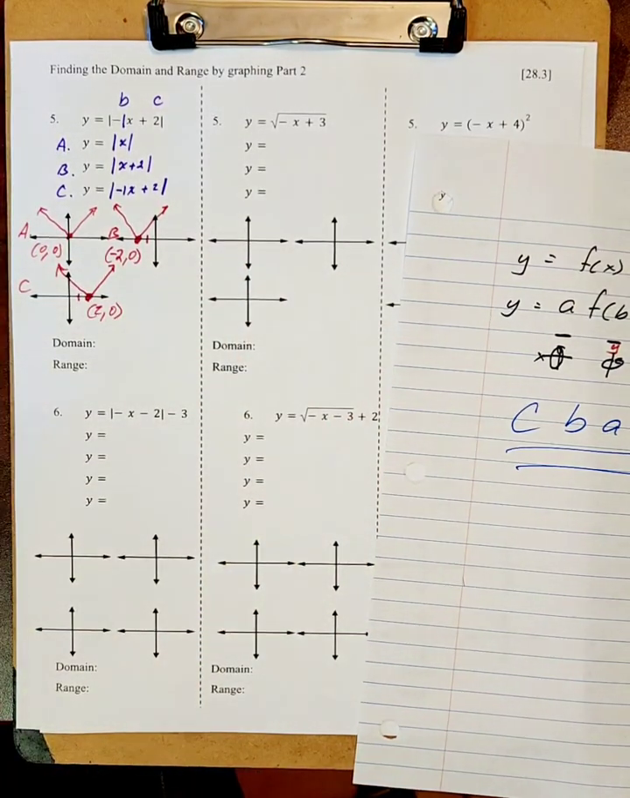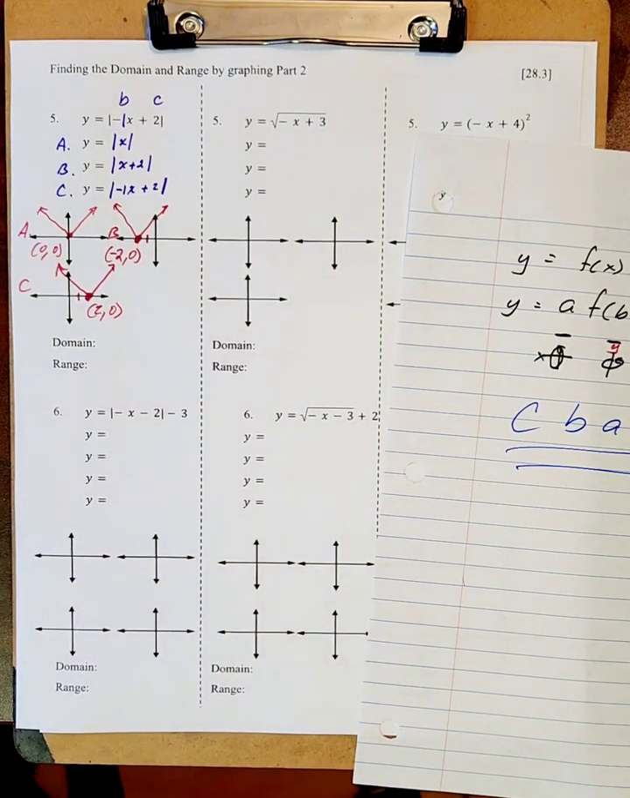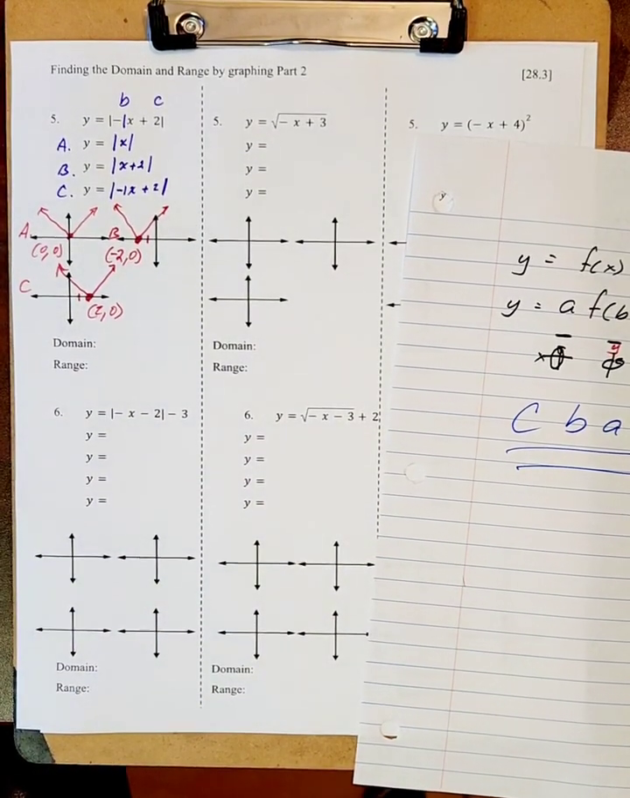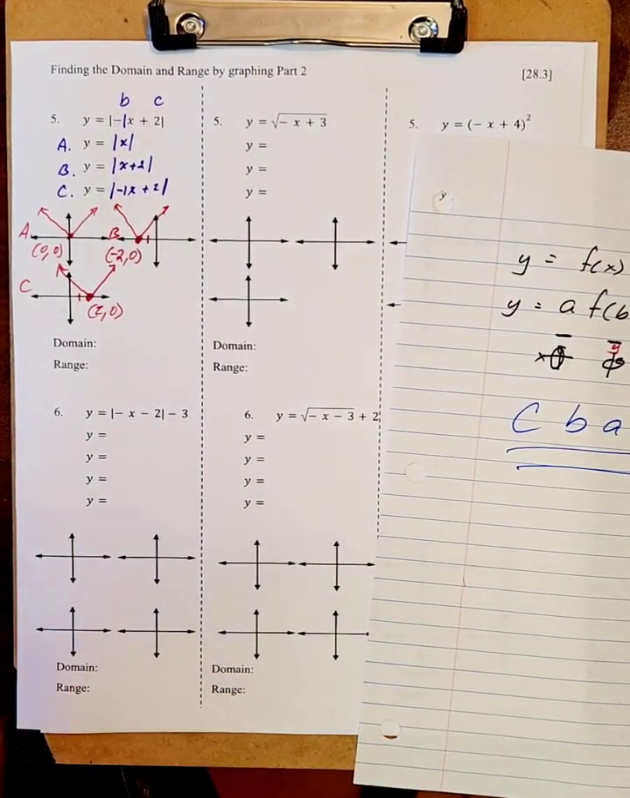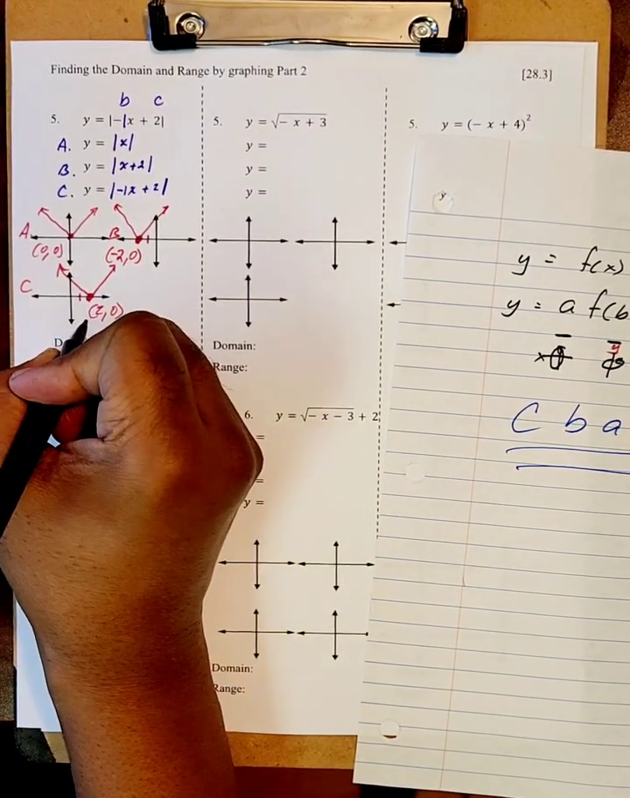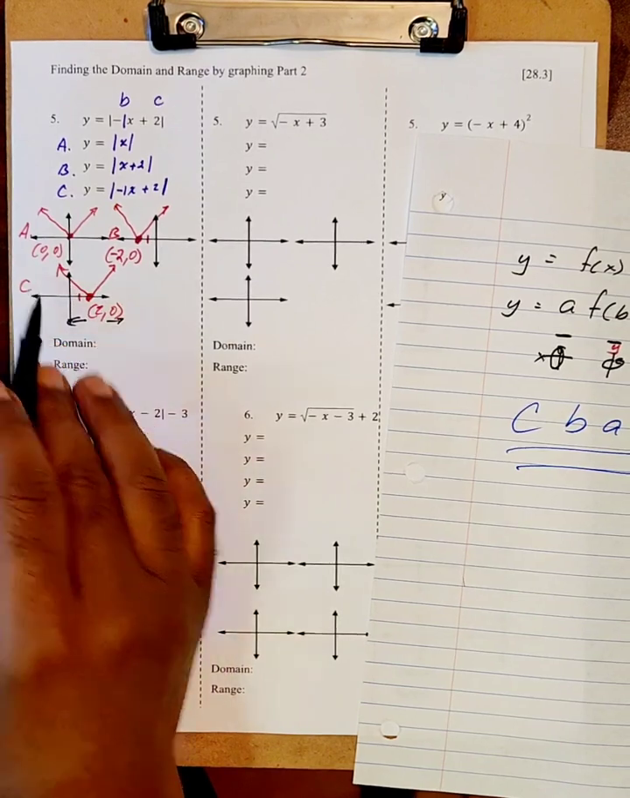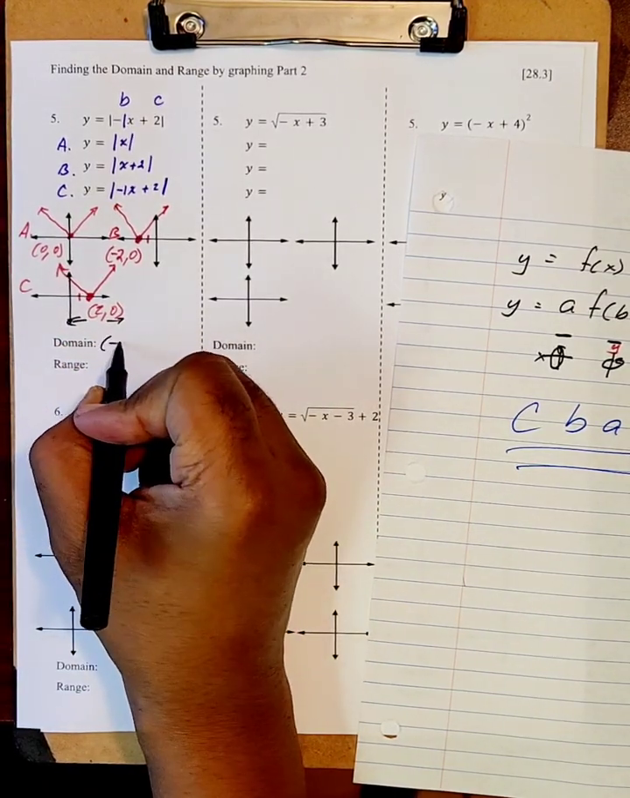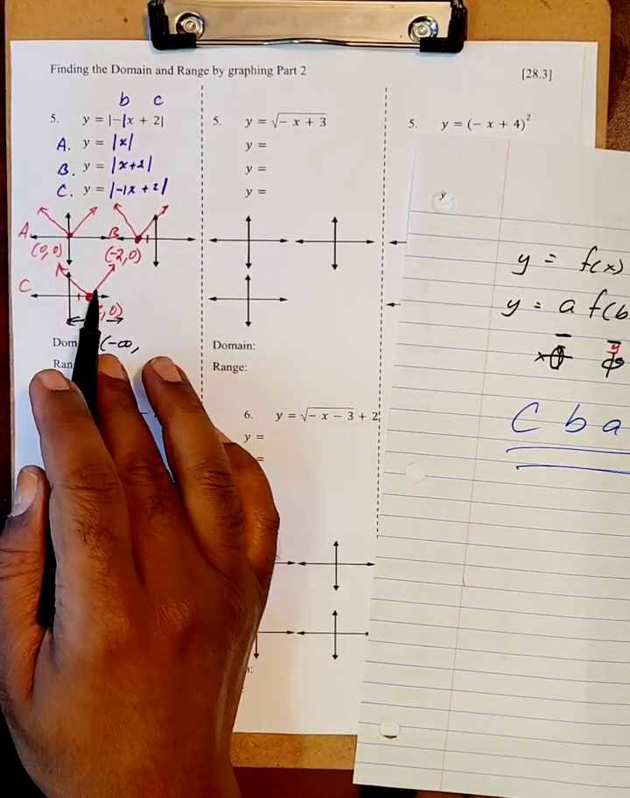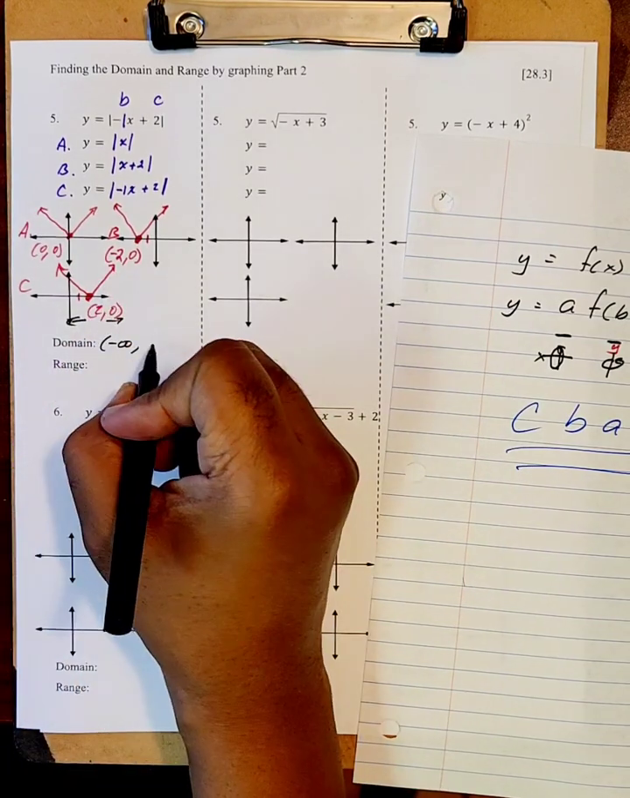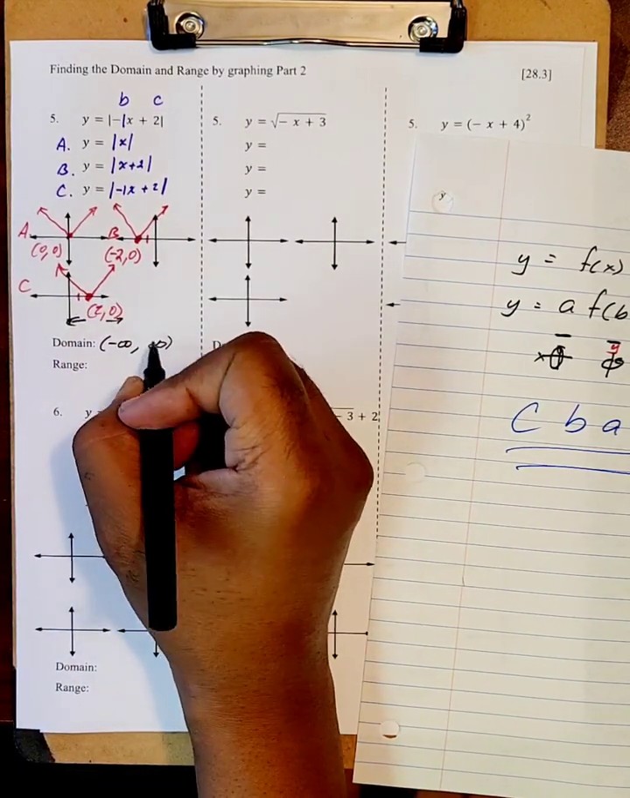Next, we want to find the domain and range. The domain we find by finding how far does the graph go to the left and then to the right. Well, since this keeps getting wider and wider, the left is -infinity. And it keeps getting wider and wider to the right as well. So the right is +infinity.